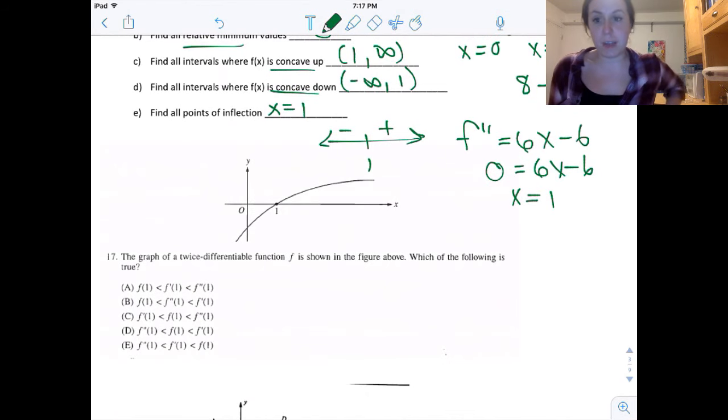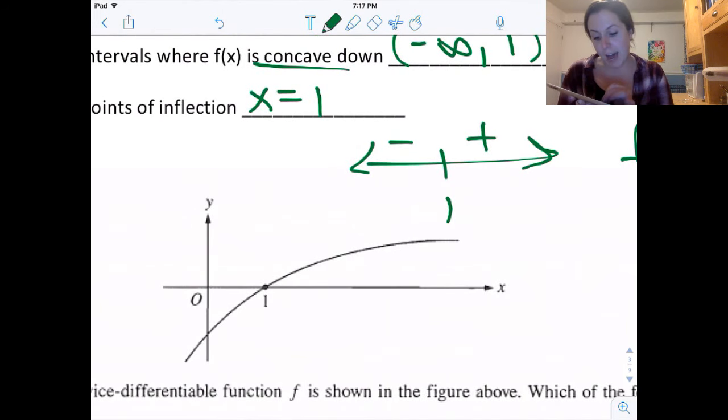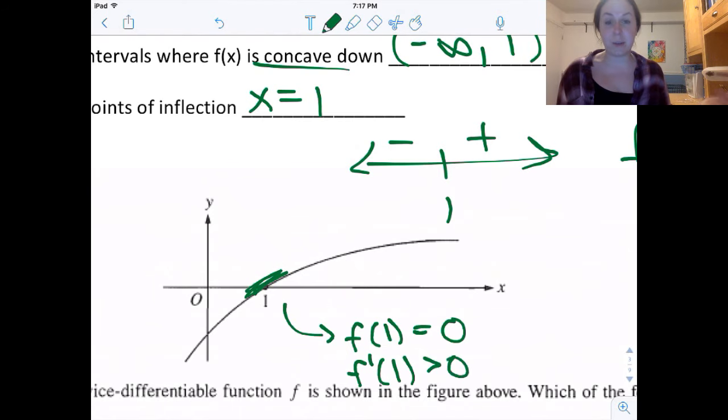So the graph of a twice differentiable function is shown above. Which of the following is true? And then it's asking you about f, f prime, and f double prime. So let's think. This is a graph of f, right? So I'm looking at this for f of 1. f of 1 is 0. I see that from my graph, right? So now let's think about f prime at 1. f prime is the slope of f. And if I look at that, that is positive. I don't know exactly what it is, but I do know it's positive because that tangent line has a positive slope.